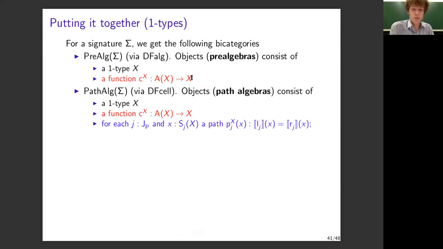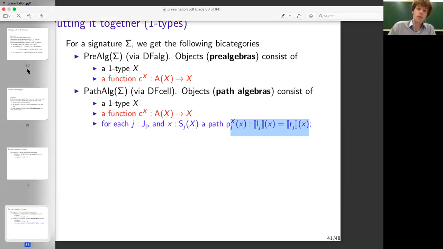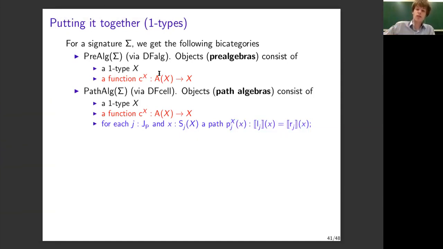Then we look at odd algebras, and for this one we need pods like this. So, we define this displayed bicategory using df cells, the second one we defined before, and this happens on top of pre-alg sigma. So we define the bicategory of algebras in several layers.